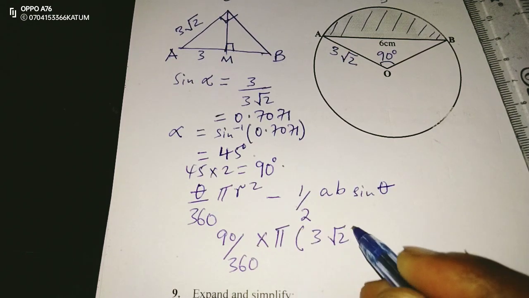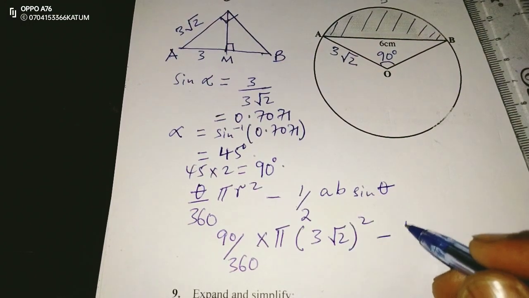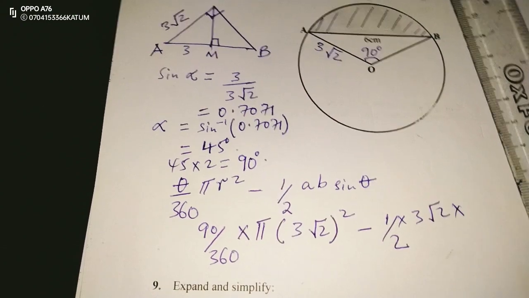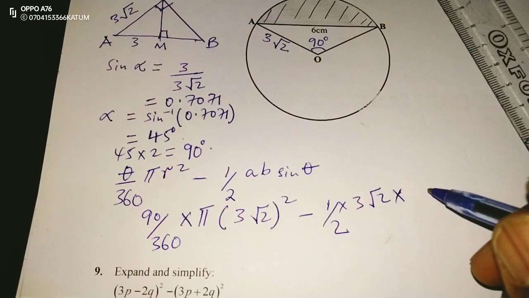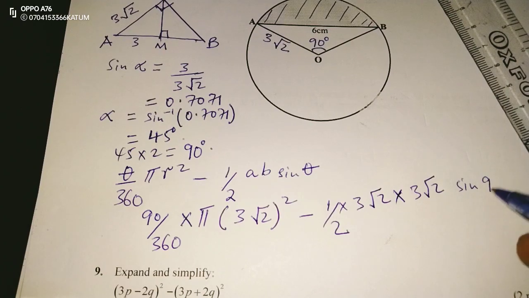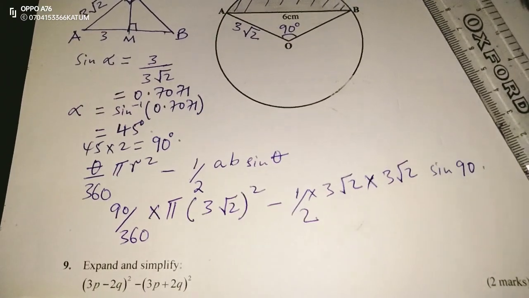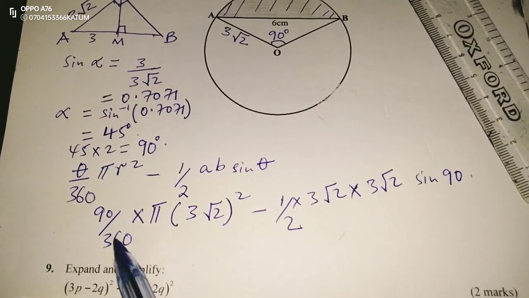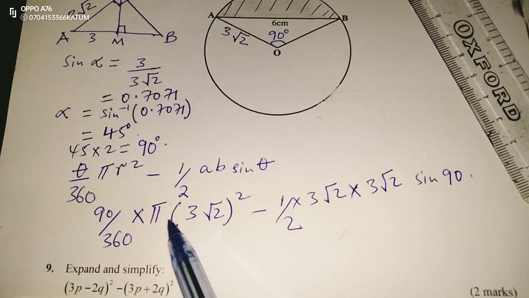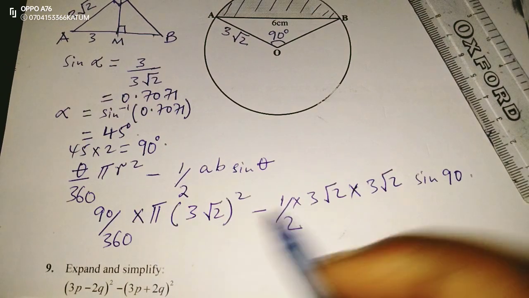Radius squared, 3 root 2 squared. Then we subtract half. One side is 3 root 2 times the other side, which is 3 root 2. Then the sine of 90, the angle between them. So we can get these values, whereby this is a quarter. Then when we square this part, 3 root 2 squared, we're going to get 18. So 18 times a quarter, that gives us 4.5.